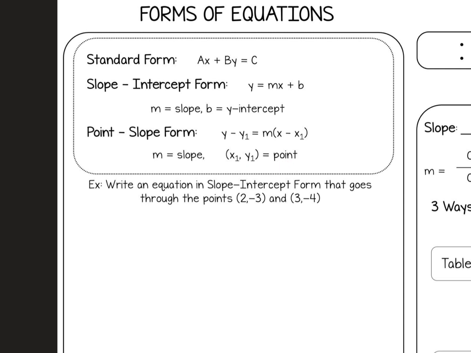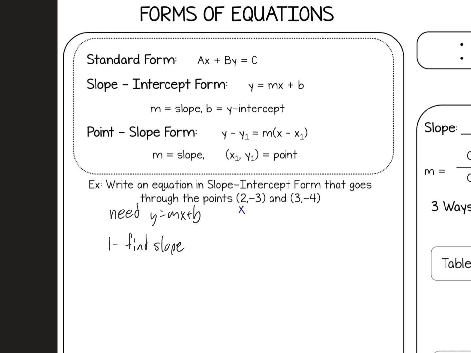Let's try an example. Write an equation in slope-intercept form that goes through the points (2, -3) and (3, -4). First things first, we want to write this in slope-intercept form, y equals mx plus b. To do so, we will need a slope and a y-intercept. So let's go ahead and find the slope first. You can do this using any of the 3 methods we talked about earlier.